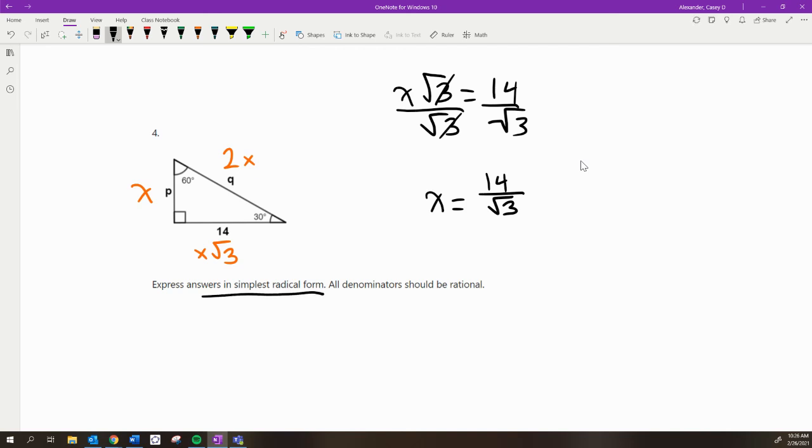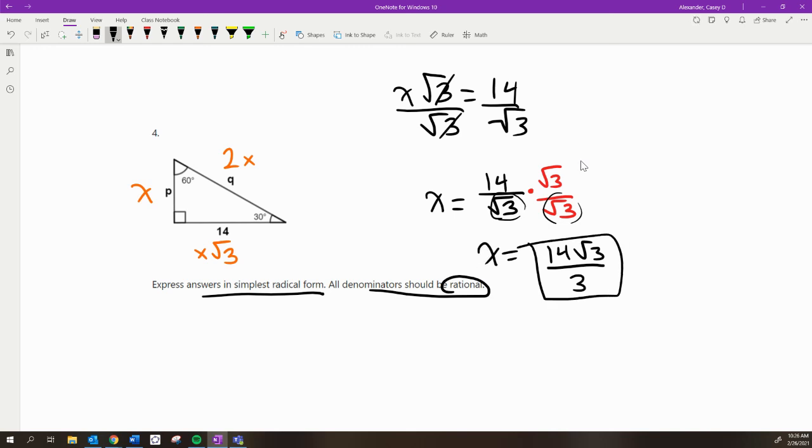Oh, it's in simplest radical form, I think, but irrational denominator means I need to rationalize that denominator. Let's multiply by root 3 over root 3. The reason we're doing that again is now root 3 times root 3 is a regular old 3. Right? It's a nice rational integer. And then the numerator is 14 times the square root of 3. I don't think we can reduce this, 14 doesn't divide by 3, so that's my answer for x. It's 14 root 3 over 3. It's 14 thirds times the square root of 3.